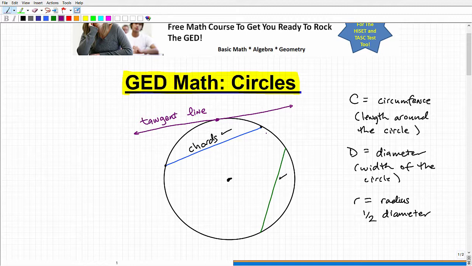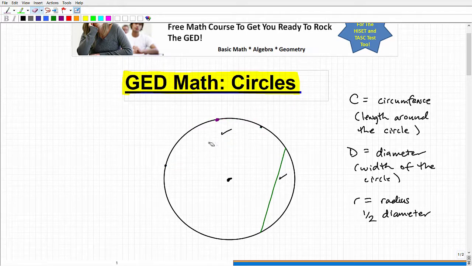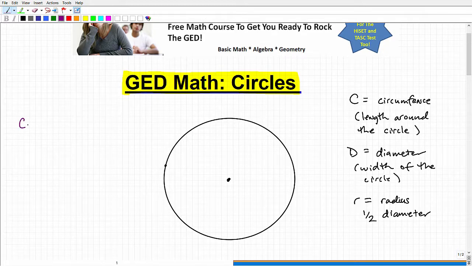All right. Now, because we're really talking about the GED, what I'm going to do here is get you to be able to do a few calculations when it comes to circles. So the first is we want to be able to find the circumference of the circle. All right, so we want to be able to calculate this. The circumference of the circle is nothing more than the diameter times pi.